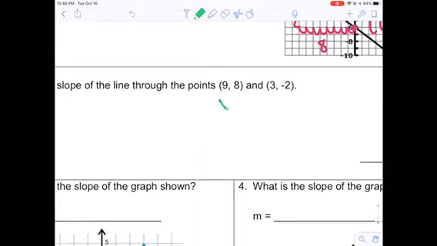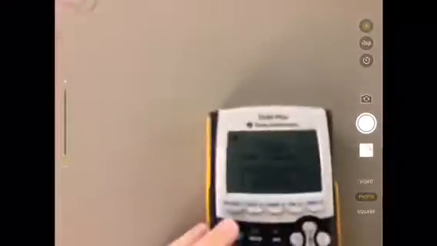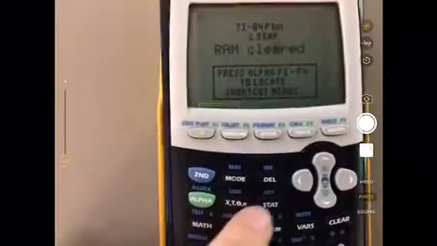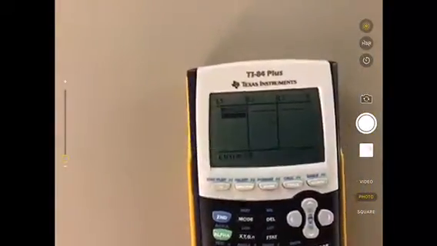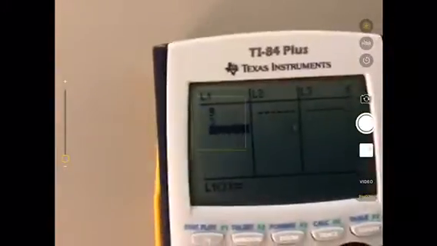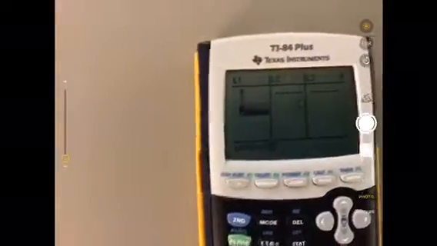Problem 2 asked me to find the slope of the line through these 2 points. So I need to rewrite my points in a table: (9, 8) and (3, -2). And then I can put these into stat edit. So I will show you that now. To get to stat edit, I click the stat button right here under delete. So I click stat, enter. My x's are going to go in L1. And then my y's, which are 8 and -2.